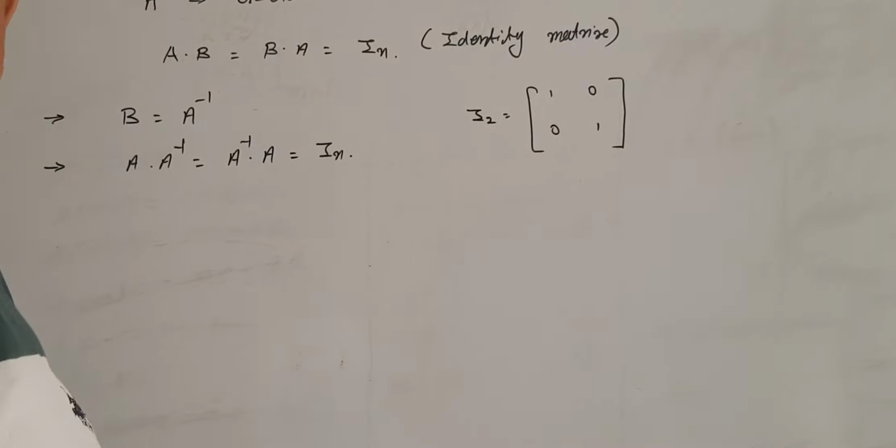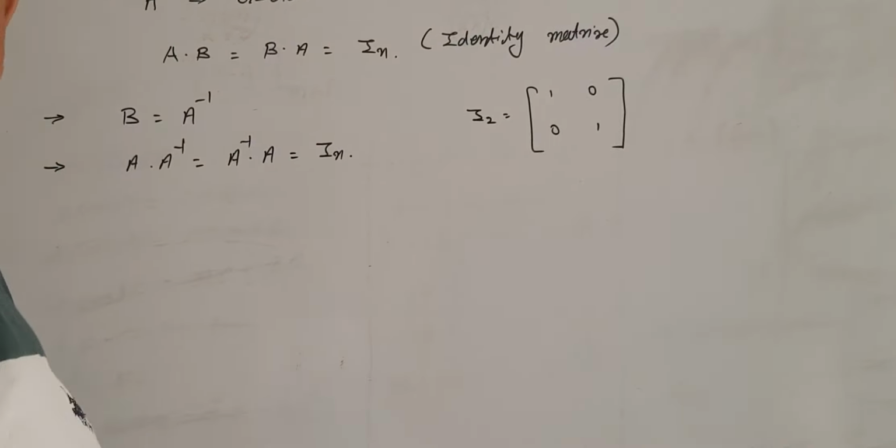Okay, again I will repeat. In a matrix A with the order n, if we find another matrix B of order n such that A into B is equal to B into A is equal to I_n, where I_n is an identity matrix of order n, then B is called the inverse of A, which is denoted by A raised to minus 1. So on that basis, we can say A into A raised to minus 1 is equal to A raised to minus 1 into A equal to I_n.